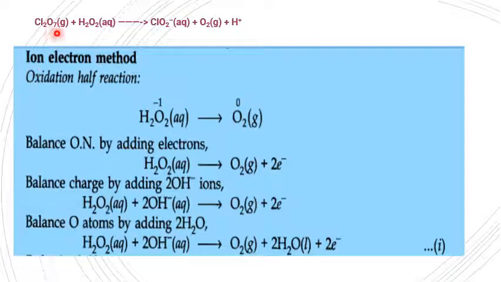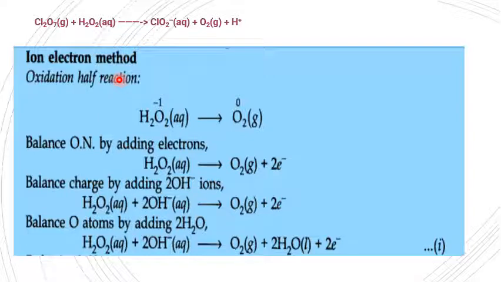Let's take another example. Cl2O7 gas plus H2O2 aqueous gives ClO2 minus aqueous plus O2 gas plus H plus. Okay, so we are balancing it with the ion electron method. First, we will divide this given equation into two half cells.